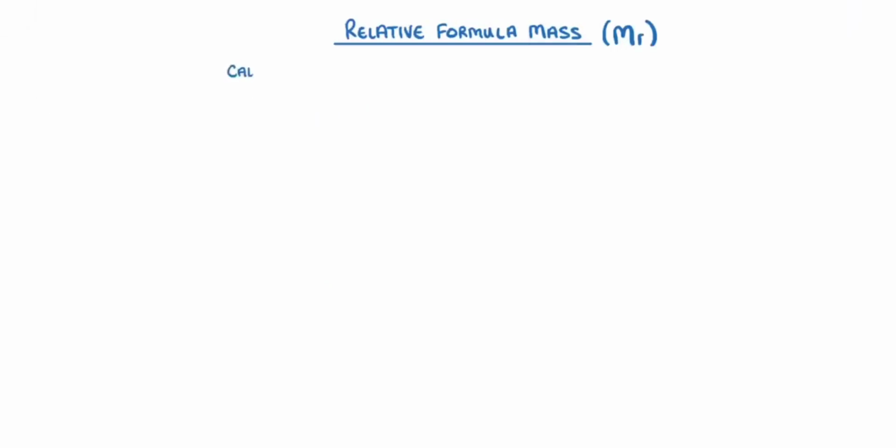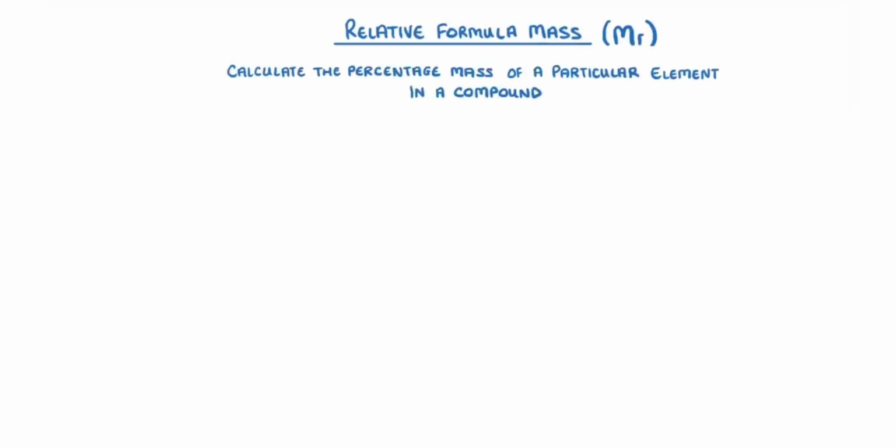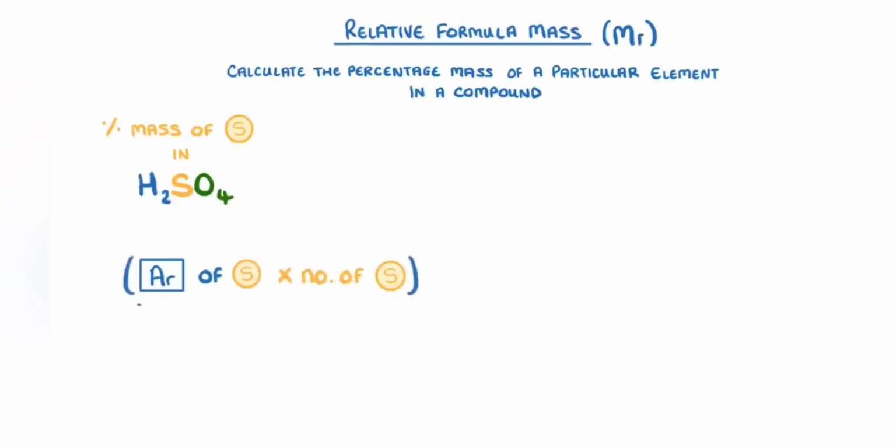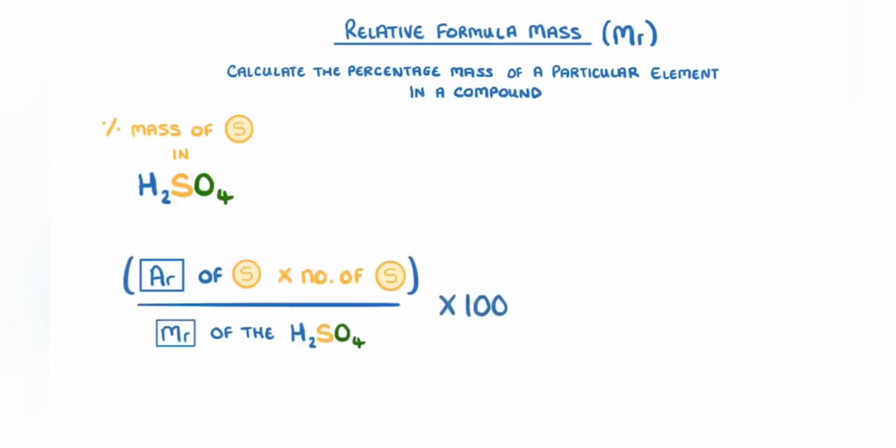You could also be asked to calculate the percentage mass of a particular element in a compound. For example, we could find the percentage mass of sulfur in sulfuric acid. For this, we do the AR of the element we're looking for, times the number of atoms of that element, divided by the MR of the compound. And then we multiply it all by 100 to turn it into a percentage.